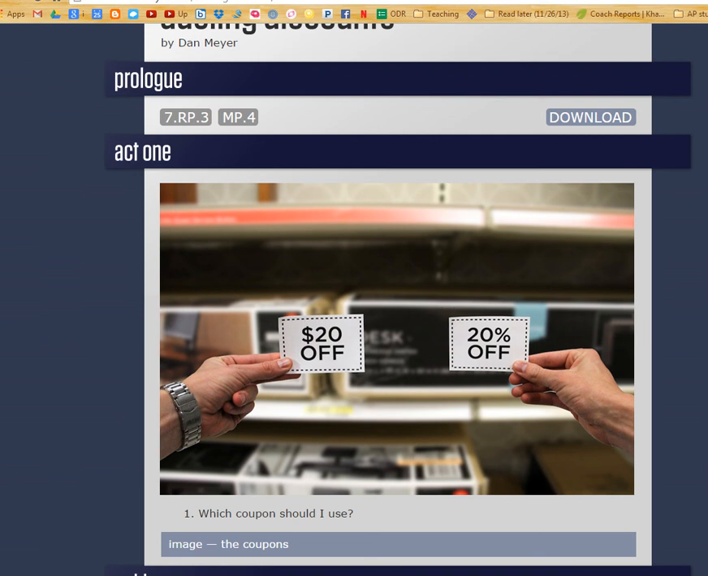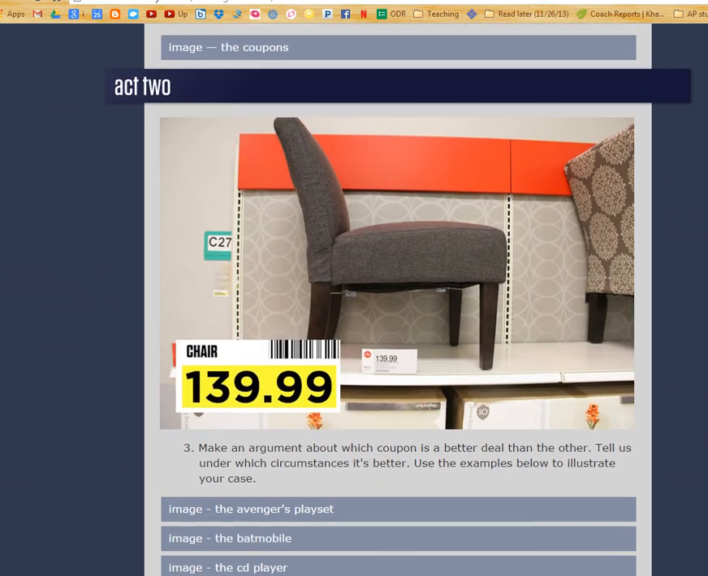No. Okay, so what do you think on this chair, which would you take? 20%. Oh, that is so easy. 20% off, not $20? 20%. What kind of dollar amount would you take the $20 instead of 20%? Like, $20. It'd be free if I took the $20 coupon?